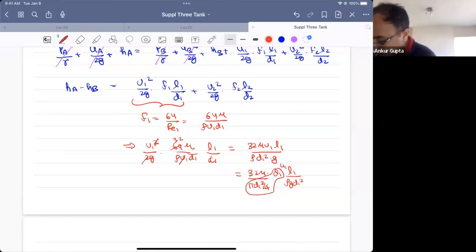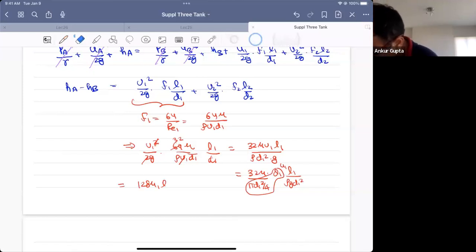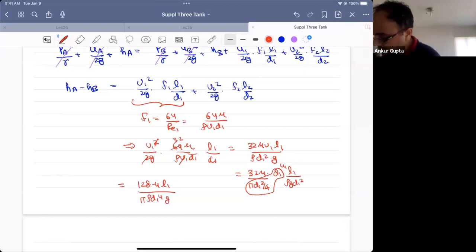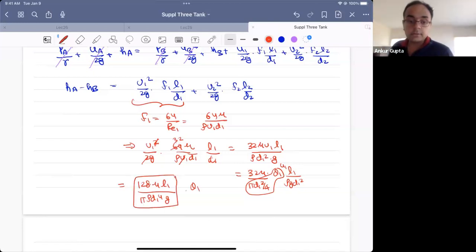And finally, all of this will give you, and just take a second if you do it yourself, it's not that bad, 128 mu L1 by pi rho D1 to the power of 4 g times Q1. Again, there is no mu1, just mu. If I write mu1 somewhere, just ignore it. Okay, so this factor is what I will call alpha 1. This is just a resistance kind of factor, because I'm trying to convert something from flow rate to height. It has some units, but we are not interested in the details of this.